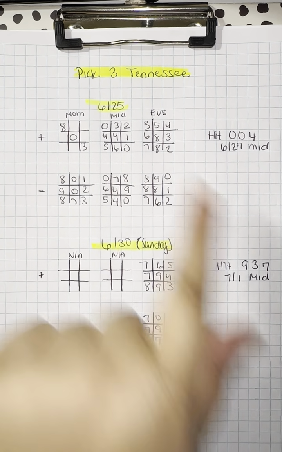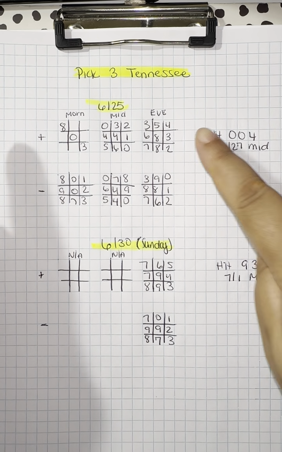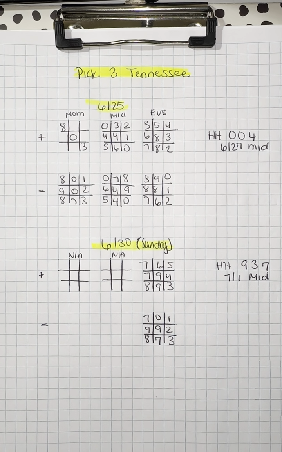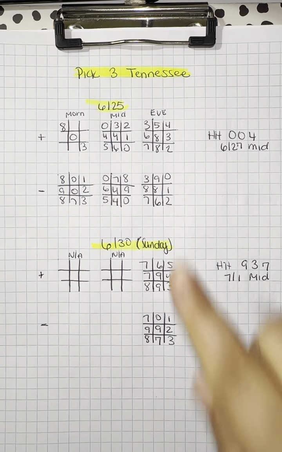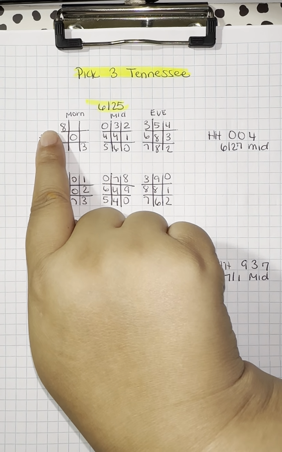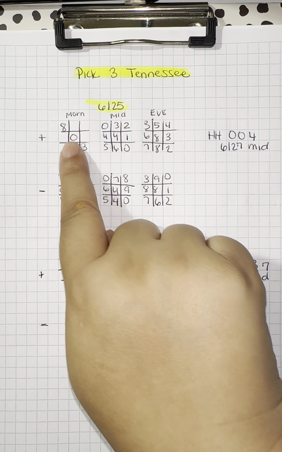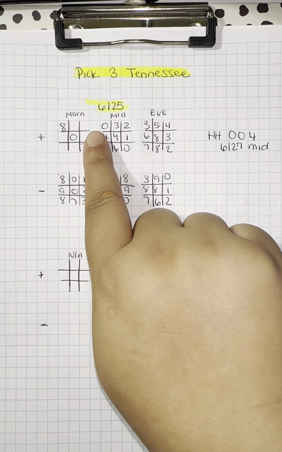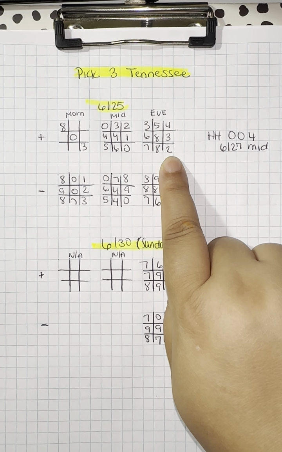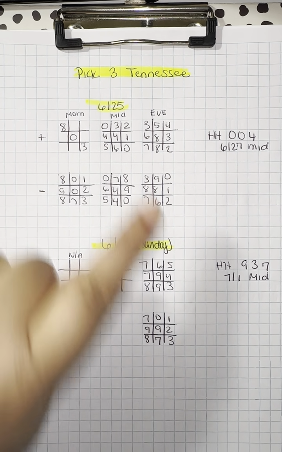We're going to go to June 25th. Now for tic-tac-toe, I would suggest that you use a plus and a minus. At Tennessee, you guys have 3 draws per day. So on June 25th, you guys had 803. Notice how I'm putting it from the top left corner all the way slanted to the right, diagonal. You guys had a 040 midday, and you had a 382 in the evening. So notice again, these are how the hits are going.